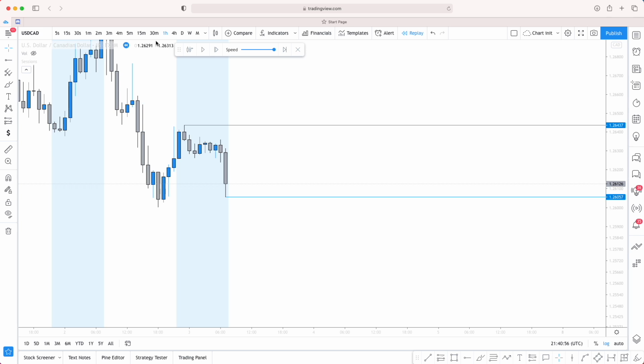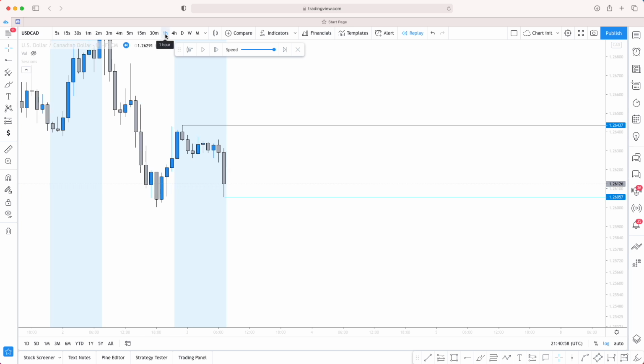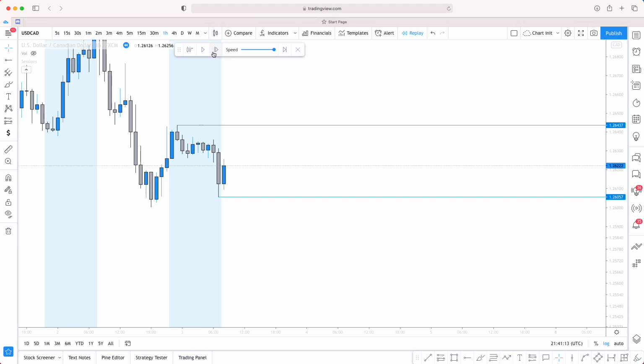Now, generally using the hourly is probably the best time frame to mark out your Asian session high or low. It's completely up to you. For me, the hourly is just visually easier, but that is down to you. Okay, so essentially we just need to wait for that break of the session. So step one, it's marking out your Asian session range high and low, and then waiting for the break. Step two is waiting for that break, which happens here.